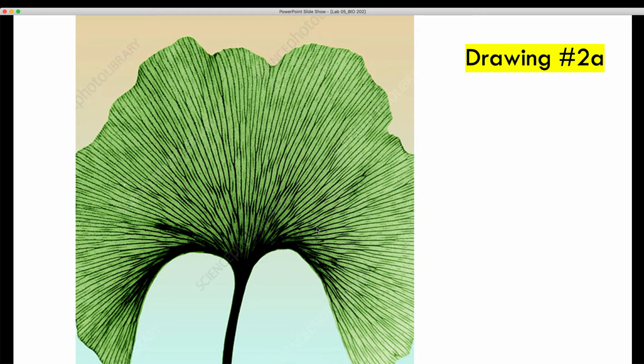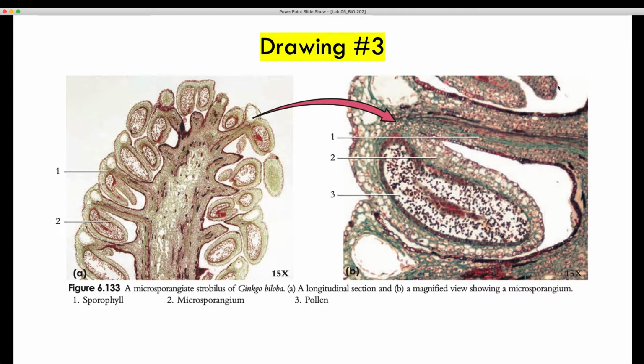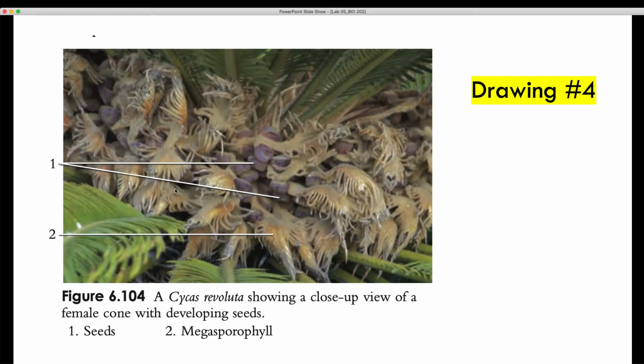So this is the drawing that you'll need to do. You can see the Y splits up close, very, very up close. This is drawing number 2A. Drawing number 3 is going to be your microsporangiate strobilus of ginkgo. So that's just that strobilus cut down the middle, a longitudinal section. Not a cross section, that would be the other way, but longitudinal. And you'll notice the sporophylls with the pollen grains inside.